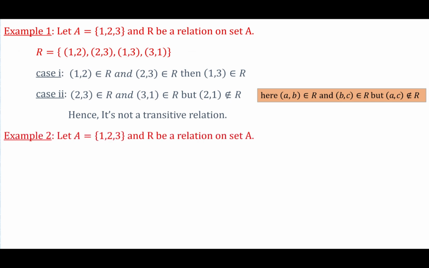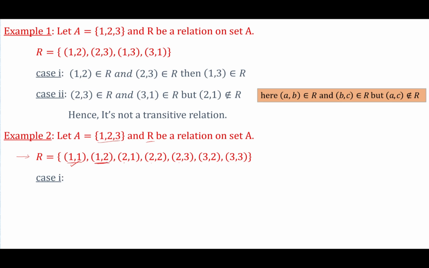Let us have another example. Set A has three elements 1, 2, 3 and relation R is on set A. Now we need to check whether this relation R satisfies the transitive condition or not. As we know, all ordered pairs with the same elements satisfy the transitive condition, so I don't need to check (1, 1). Now in this one we have three cases: (1, 2) with (2, 1), (1, 2) with (2, 2), and (1, 2) with (2, 3). So I have to check one by one.